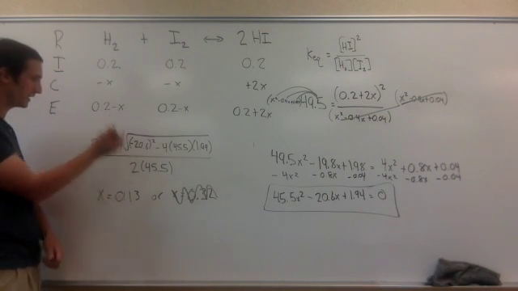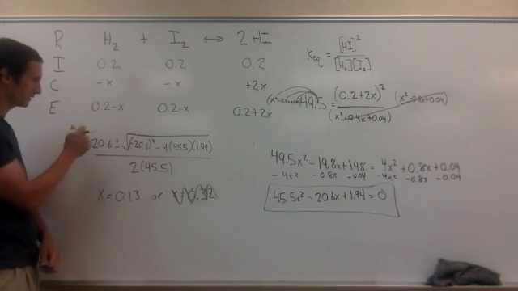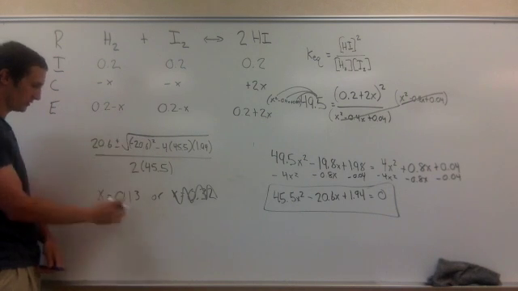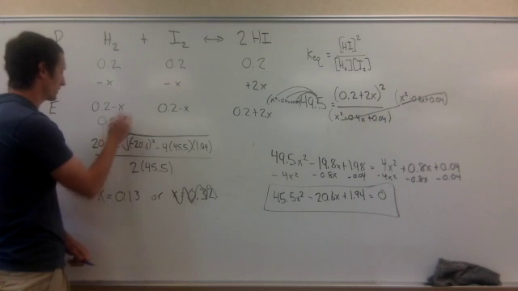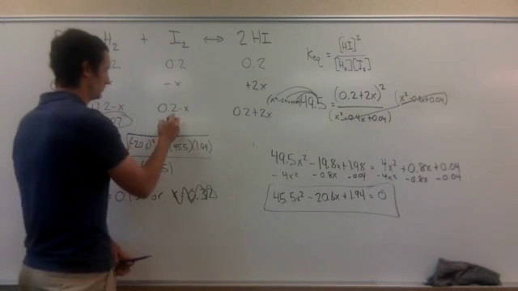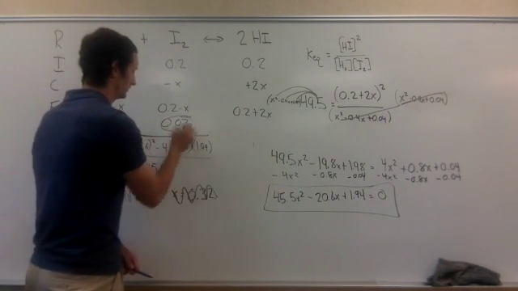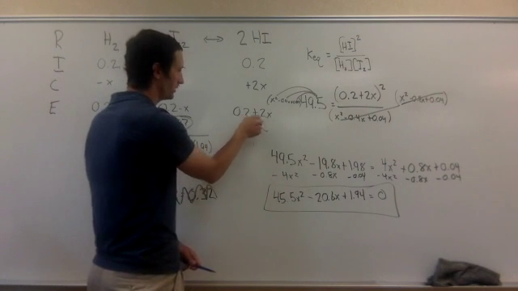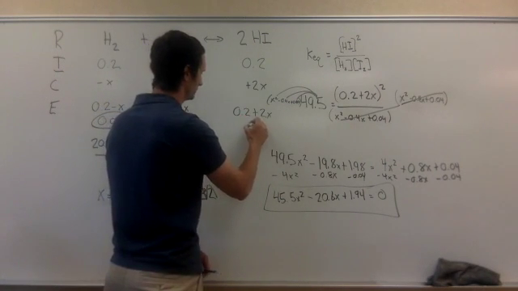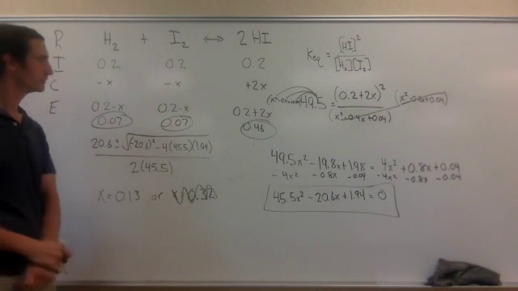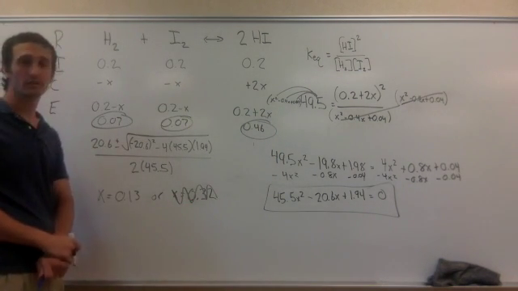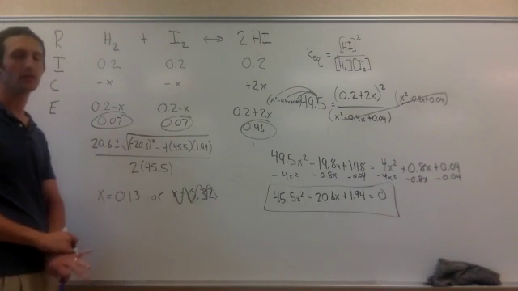So if I plug in x, 0.2 minus 0.13, I got 0.07. And here, 0.2 plus 2x, so same answers as I got before, just didn't use that shortcut.